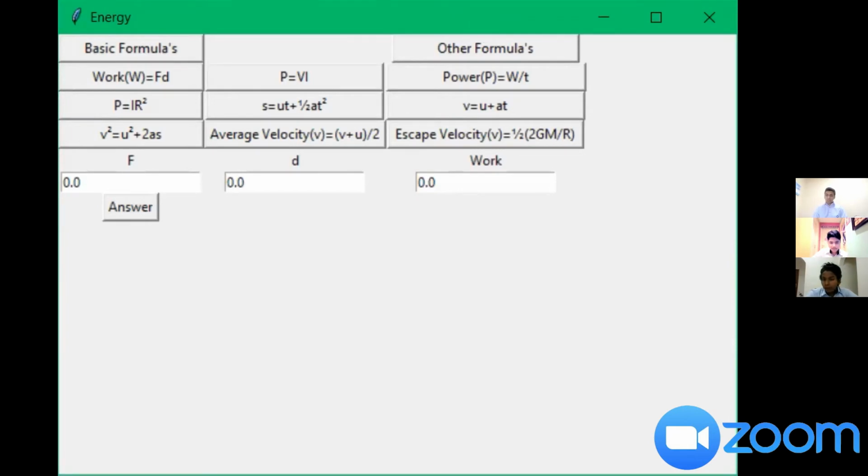So, if you apply the numbers for F as 12 and D as 3, will you get the answer? Yes, like I said, it should help you get the answer pretty fast. Like what I did, I entered the value for F as 12 and D as 3, pressed the answer button, and it got me 36.